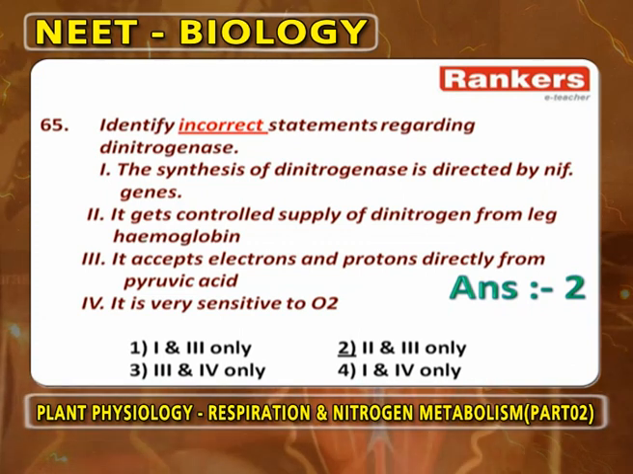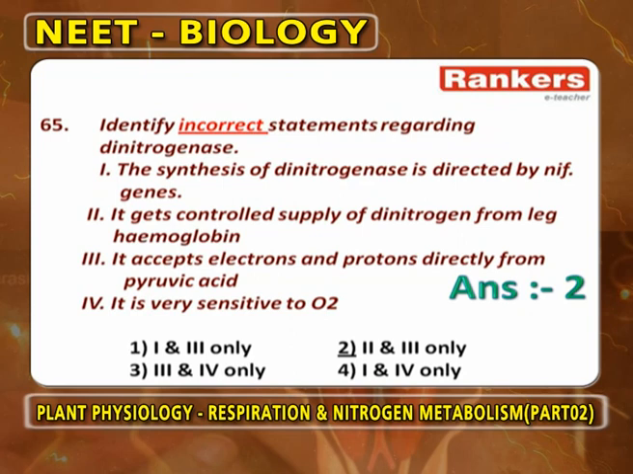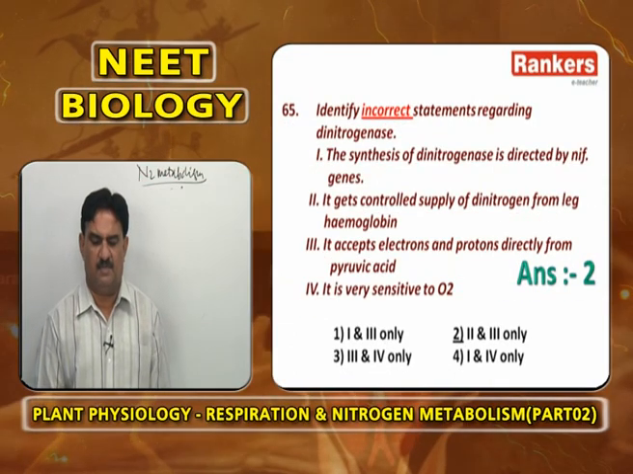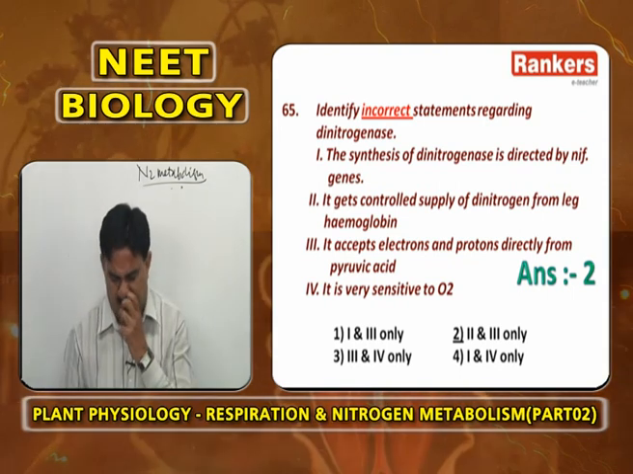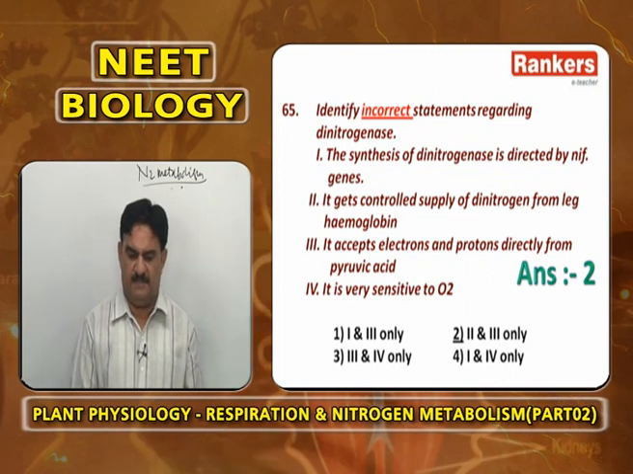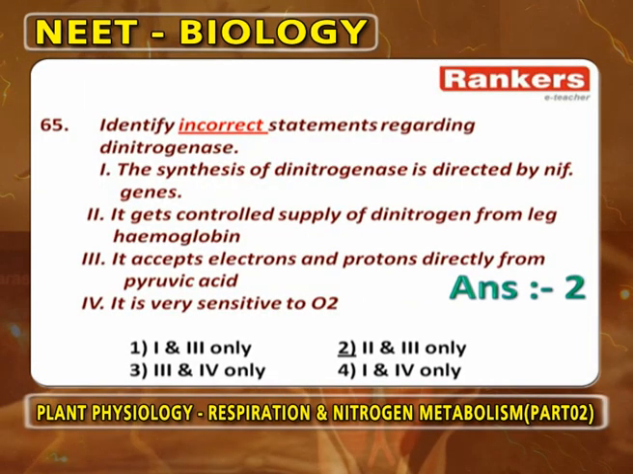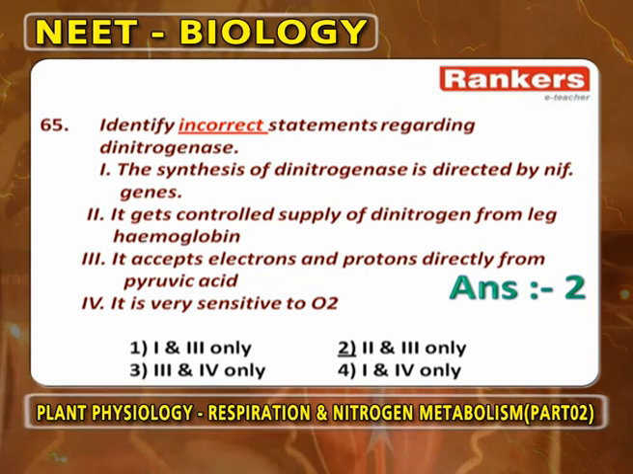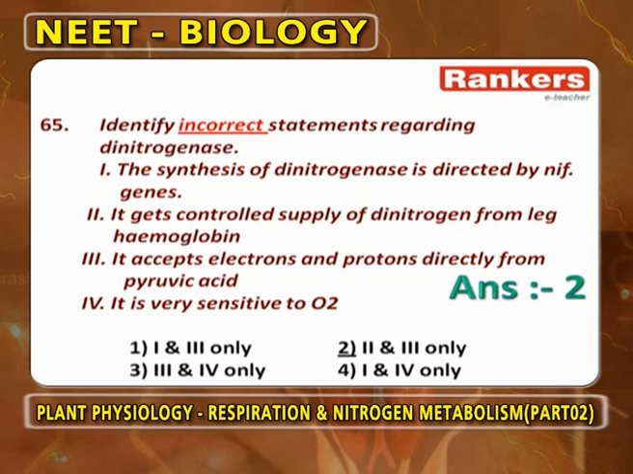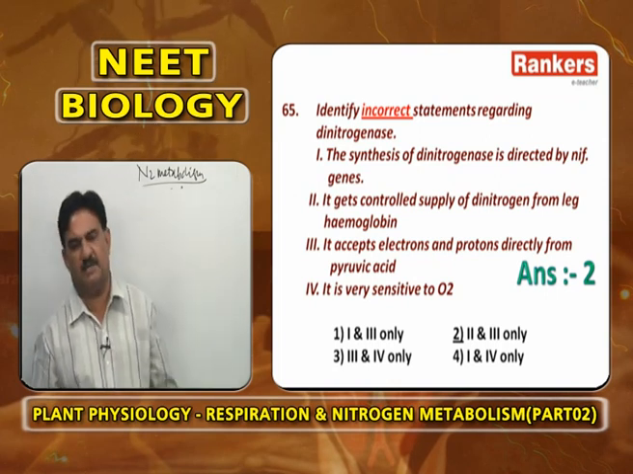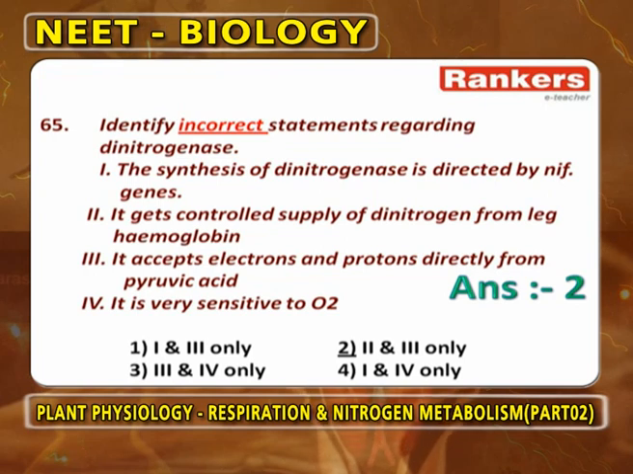Identify the incorrect statement regarding dinitrogenase. The synthesis of dinitrogenase is directed by NIF genes is correct. It gets controlled supply of dinitrogen from leghemoglobin is wrong. It gets controlled supply of oxygen, not dinitrogen. It accepts electrons and protons directly from pyruvic acid is wrong. It accepts electrons and protons not from pyruvic acid but from ferredoxin. It is very sensitive to oxygen is not incorrect, it is correct. So the answer is 2 and 3. Statements 2 and 3 are the incorrect ones.